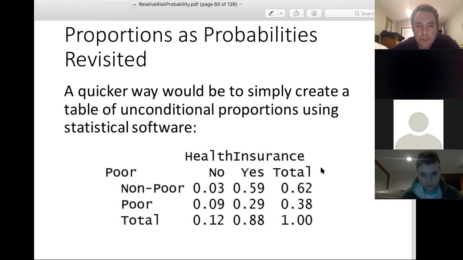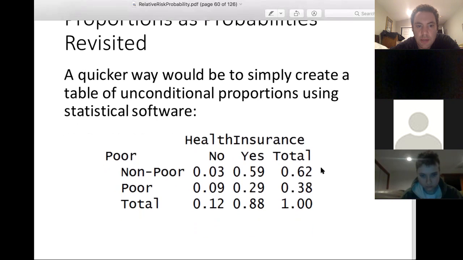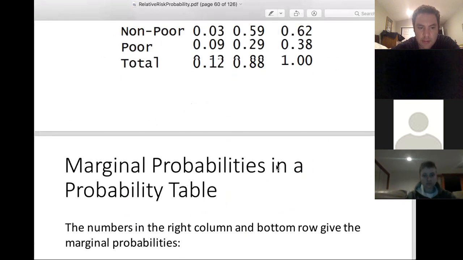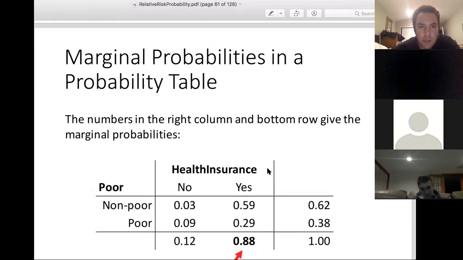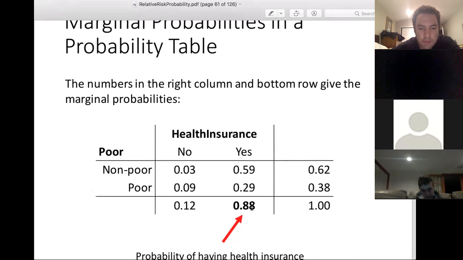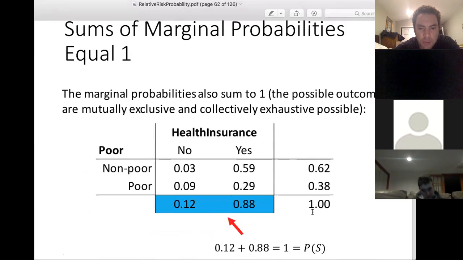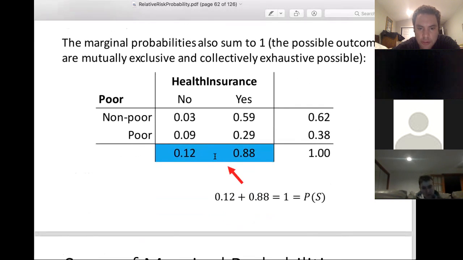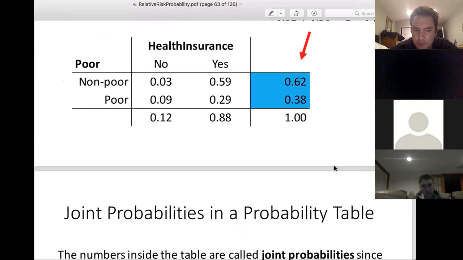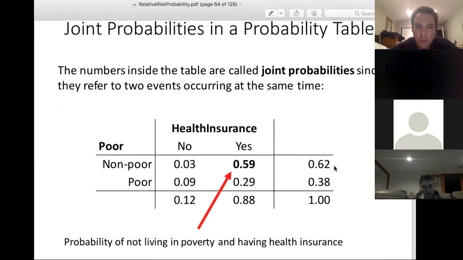A quicker way would be to simply create a table of unconditional proportions using statistical software such as R. Once we learn the command, we could just put that in, and R will present us with these probabilities in this probability table, so that we don't have to do all that division by hand. And then here we can look at the marginal probabilities, which are the margins here. We make sure that they add to 1, as we said, which they do. Both these margins and these margins add to 1. If they don't add to 1, you know that you must have made a mistake somewhere, because they all have to add to 1.